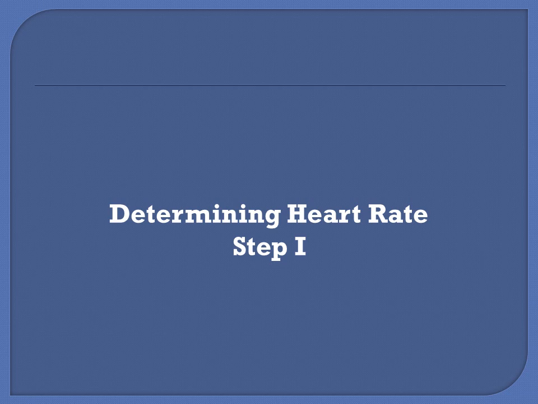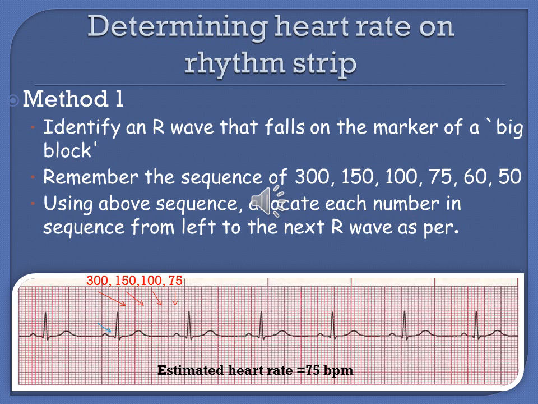So in the next few slides we are going to learn how to determine heart rate on a rhythm strip. To analyze a rhythm strip, the first step is to determine the heart rate. In this session you will learn 3 methods to calculate a heart rate on a 6-second rhythm strip. Are you ready? Let's start with method 1.